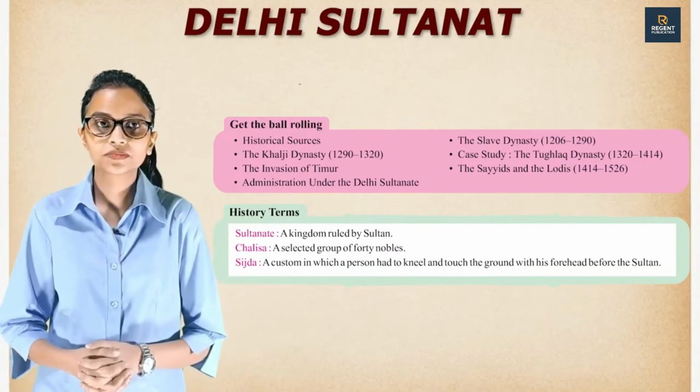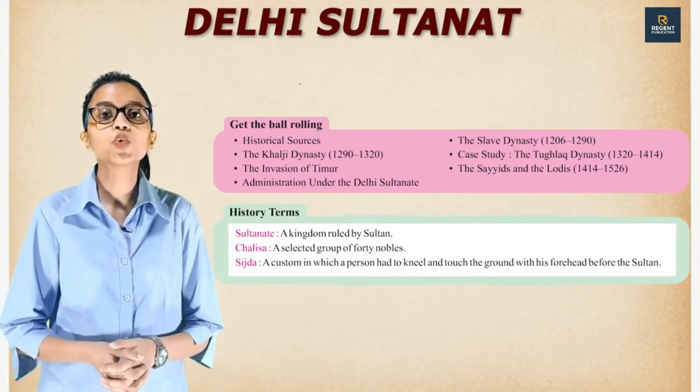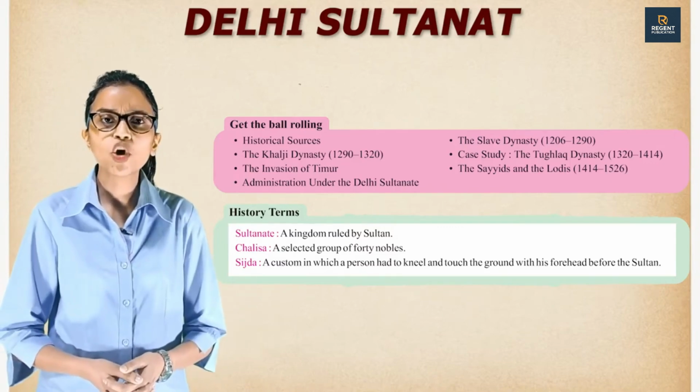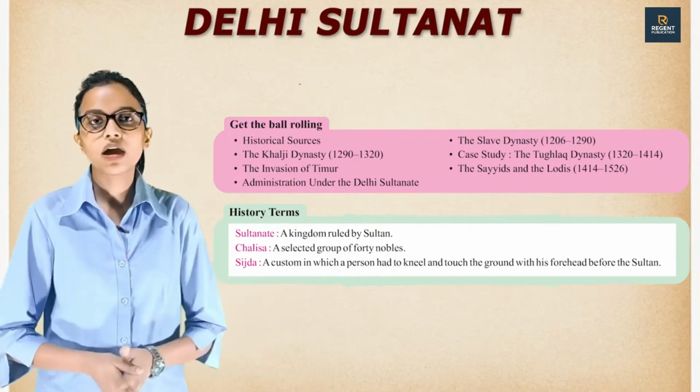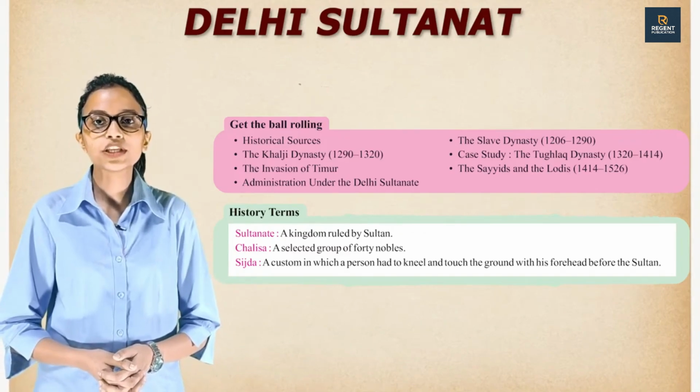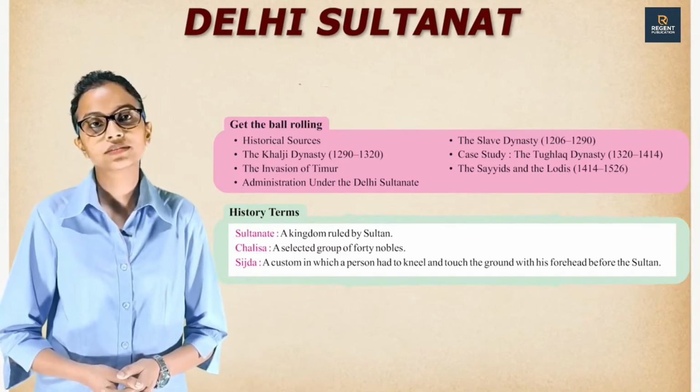History terms: Sultanate, a kingdom ruled by a sultan. Chalisa, a selected group of 40 nobles. Sijda, a custom in which a person had to kneel and touch the ground with his forehead before the sultan.